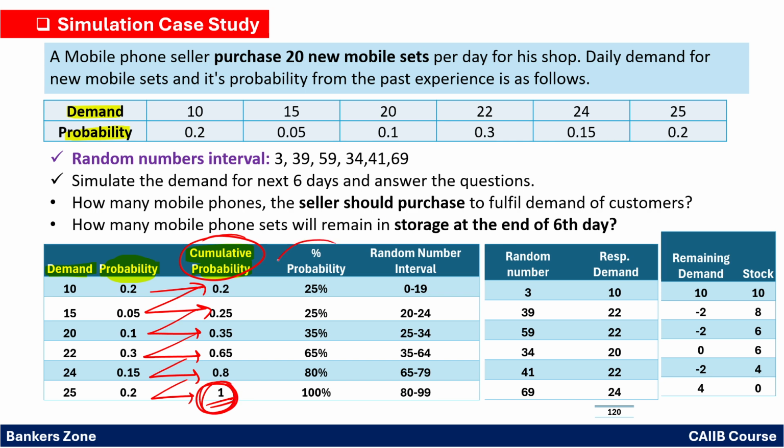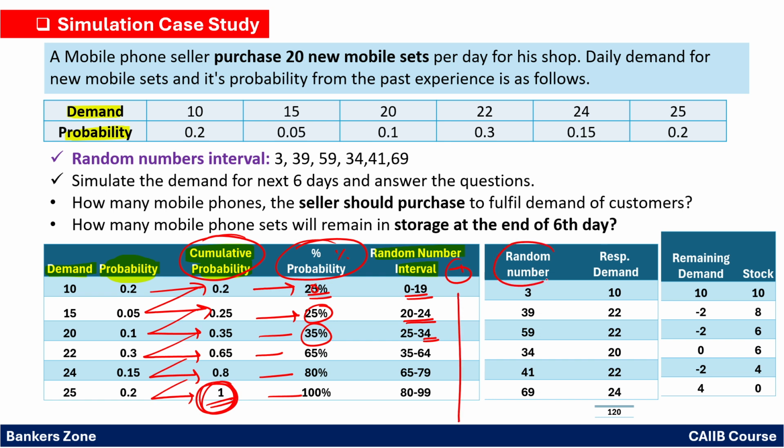Now we have to find the percentage of probability. So simply you can multiply it by 100. So 0.2 into 100, so it will be 20%. It will become 25, 35, 65, 80 and 100. So this is the percentage probability. In the next step, you have to find the random number interval. How to find? Simply you can subtract 1 from it. So 20 minus 1 will be 0 to 19. Then 25 means 20 to 24. Then 35 minus 1 will be 34. So it will be 25 to 34. In that way, you have to find the random number interval.